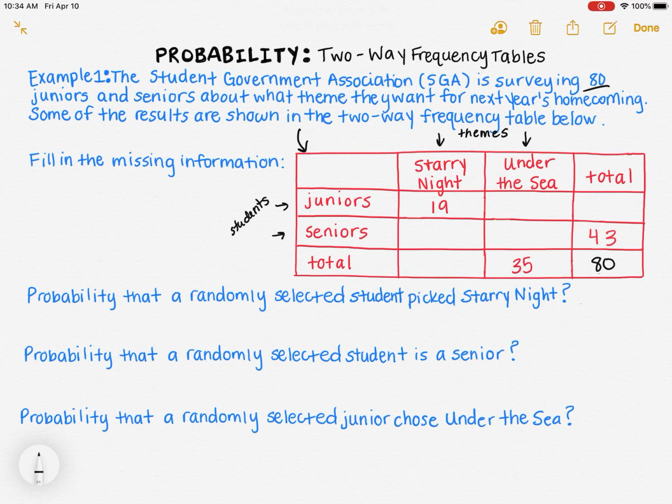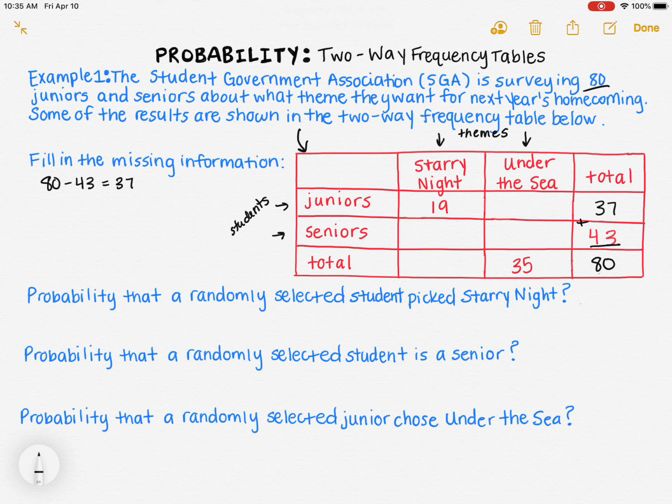Now I can use some of the information that's already written in red to fill in the rest of my boxes. If I know that the juniors and seniors need to add up to 80 total students, and I know that 43 is the number of seniors, then the number of juniors plus 43 should give me 80. So 80 minus 43 gives me 37. So there must be 37 juniors. We use the information we've been given to figure out what's missing.